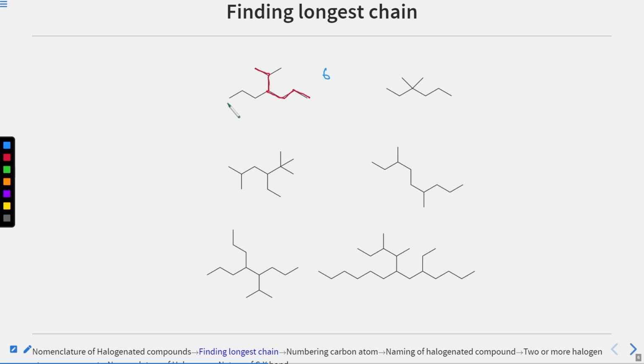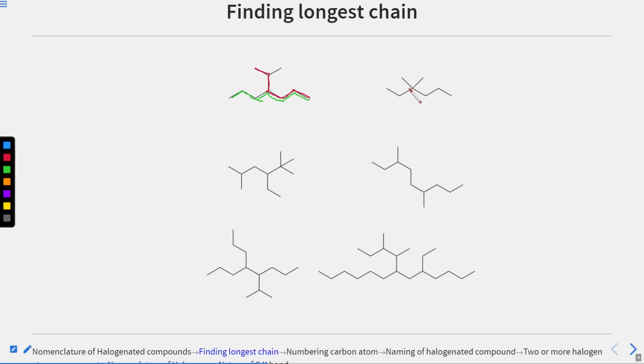Suppose I am doing it with the green. 1, 2, 3, 4, 5, 6, 7. How many carbons? 7 carbons. So which is the longest chain? Then we would say that, okay, this one is the longest chain. So we have found our longest chain in this. Similarly, let us do it for this.